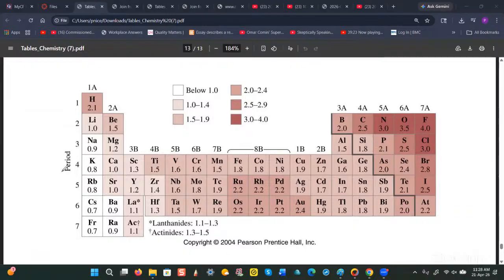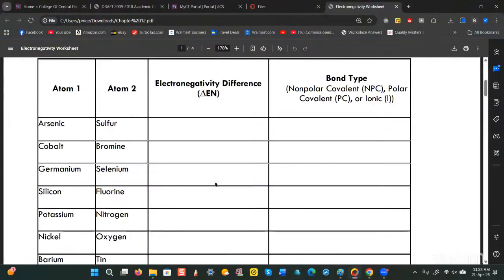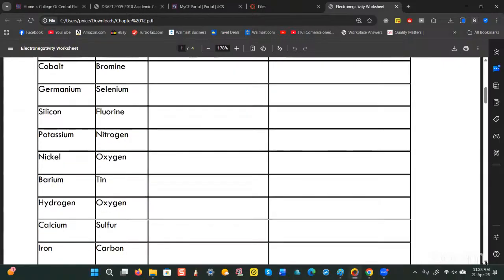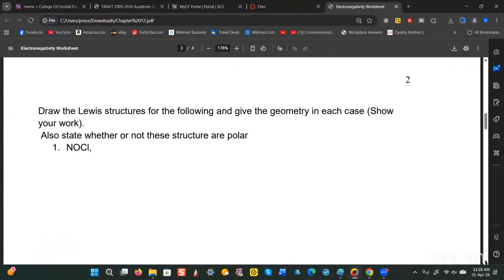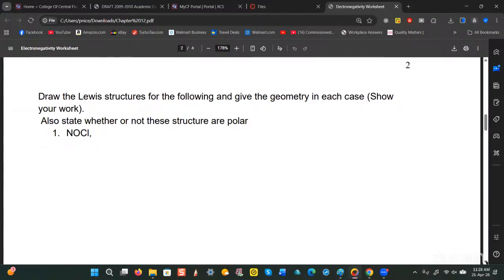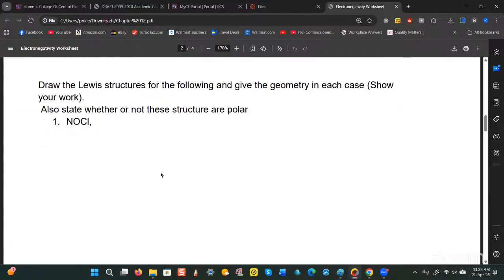Okay, are we finished? All right. So let's continue with the next question. The next question is asking for you to draw the Lewis structures for the following and give the geometry in each case.